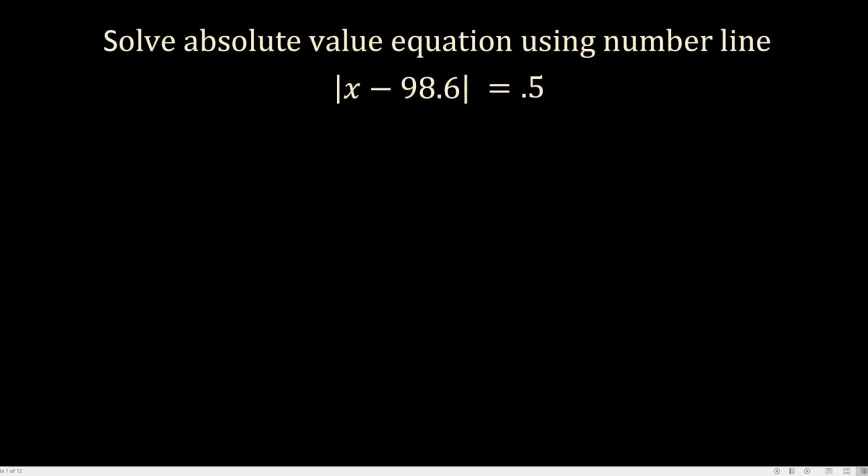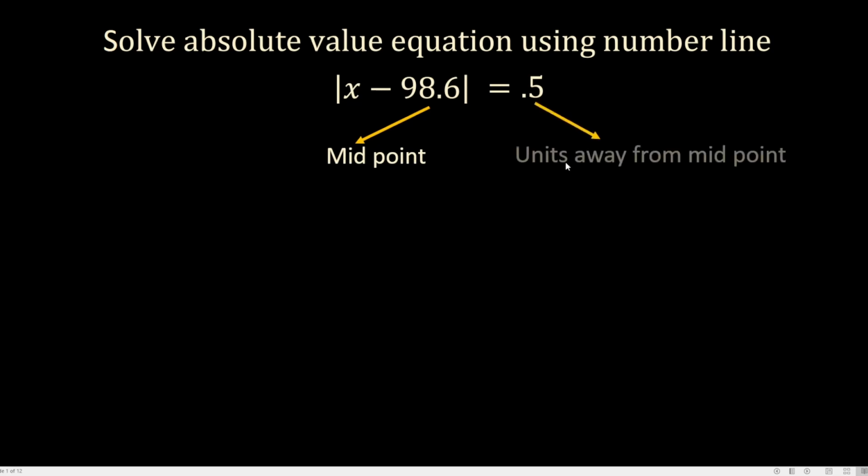Now we are going to see how to solve an absolute value equation using a number line. Absolute value of x minus 98.6 equal to 0.5. Here 98.6 is the midpoint and 0.5 is the number of units away from the midpoint to find the solution.